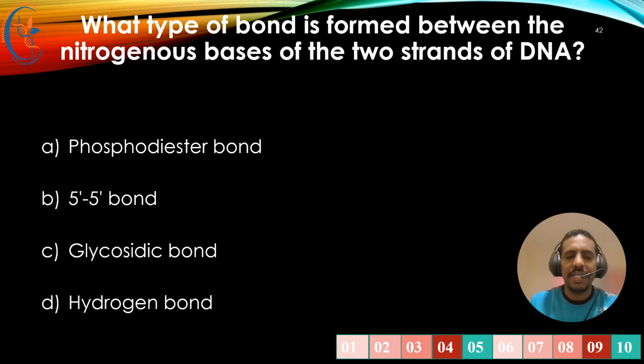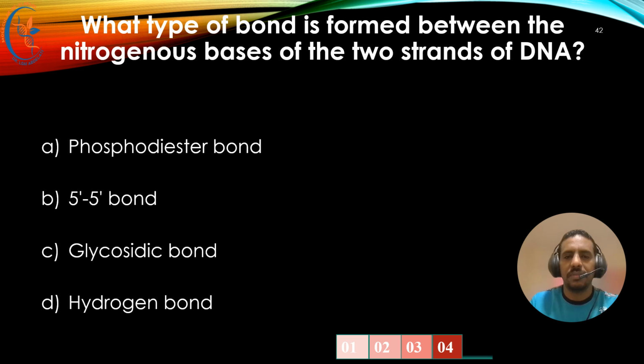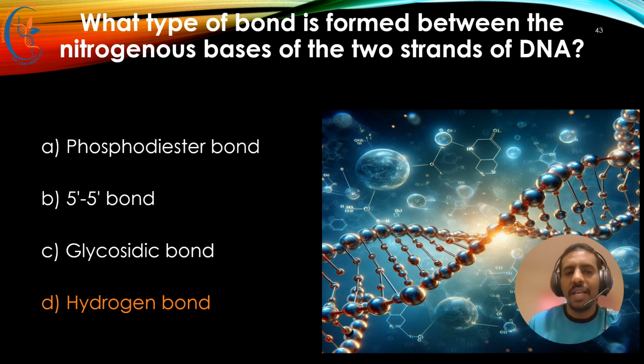The next question is what type of bond is formed between the nitrogenous bases of the two strands of DNA? Okay, the type of bond formed between the nitrogenous bases of two strands of DNA is a hydrogen bond. This hydrogen bond plays a crucial role in maintaining the double helix structure of DNA. All right, let's move on.